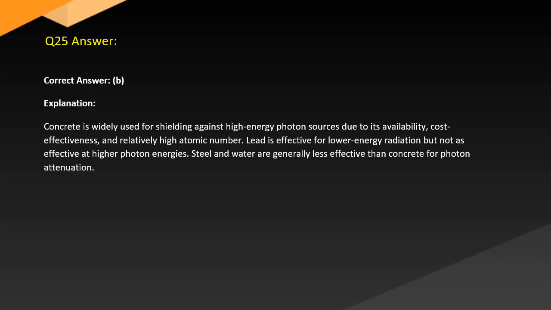Answer. Correct answer, B. Explanation. Concrete is widely used for shielding against high-energy photon sources due to its availability, cost-effectiveness, and relatively high atomic number. Lead is effective for lower energy radiation, but not as effective at higher photon energies. Steel and water are generally less effective than concrete for photon attenuation.